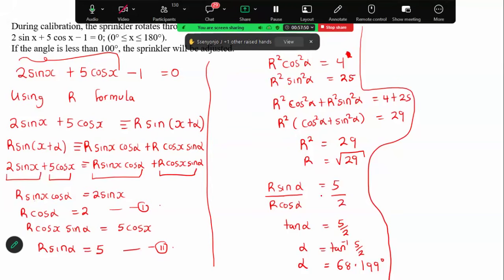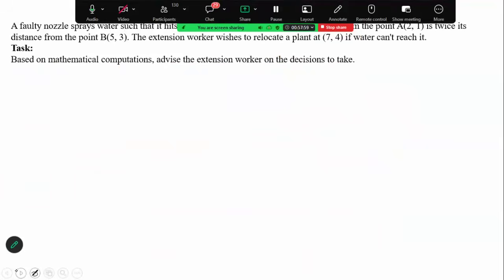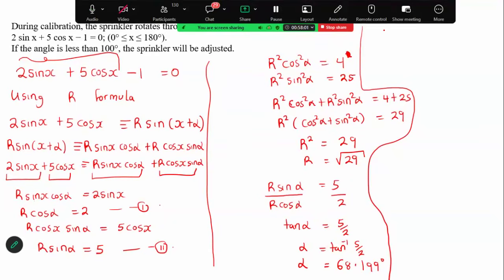So now, after obtaining your R and this, please come back and substitute them very well. I'm going to come back here and say now where there is R, I put my root. So this is root of 29, this is sine, and this is going to be x, then plus my 68.199, then minus 1 is equal to 0.